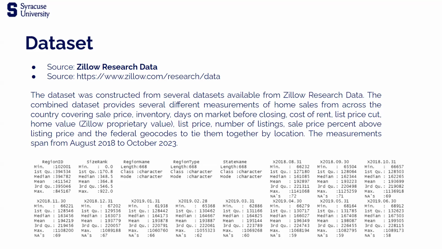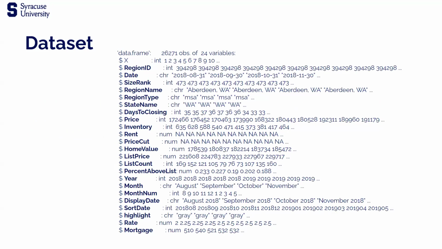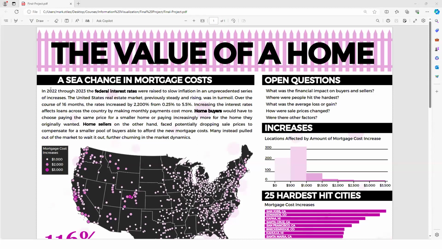What you're looking at below this is the standard structure for their data set, which has location information and then a series of columns representing the months between 2018 and 2023. The completed data set looks like this. A lot of the information that you would expect, all of those data sets end up in individual columns, and then a number of computed columns, such as the year, the month, display date, sort date, the highlight colors, the interest rate, and the mortgage. So let's take a look at the poster.